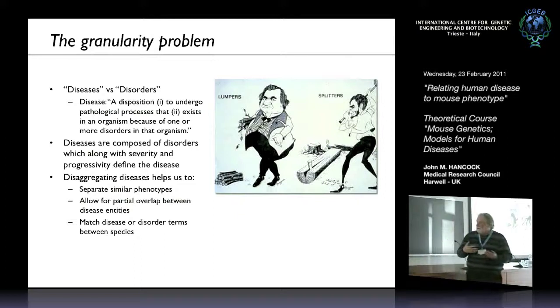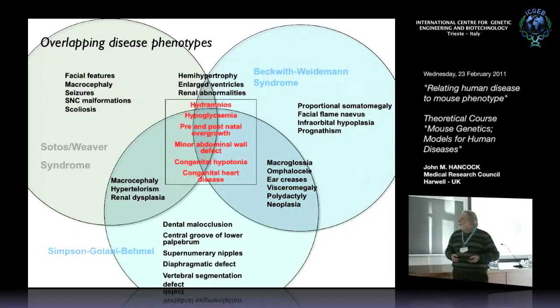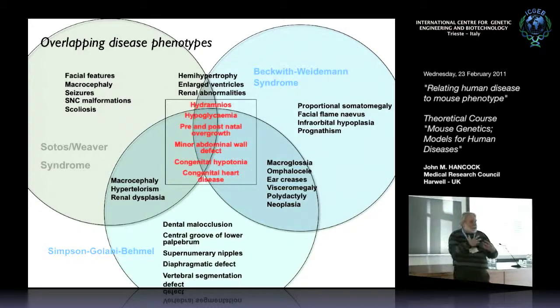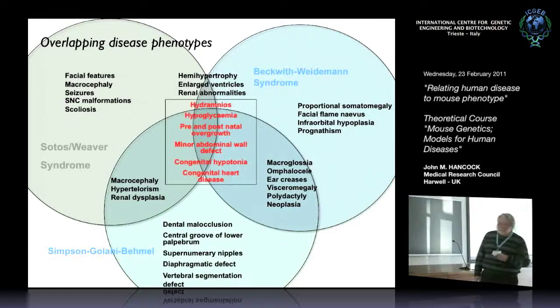From an informatics point of view, if we want to relate phenotypes in mice to diseases in humans, we need to know what it is about those diseases in humans that define them in a way that we can use that phenotype information. So there are some examples here. Again, we heard from Wolfgang about different diseases having overlapping phenotypic characteristics. This is another example of that: 3 diseases which have many common features.